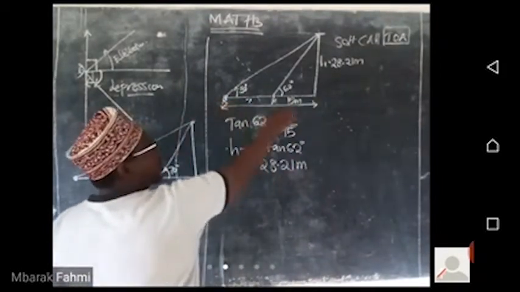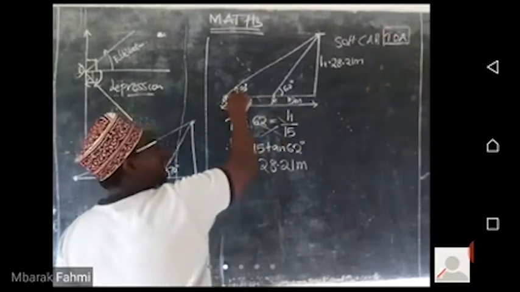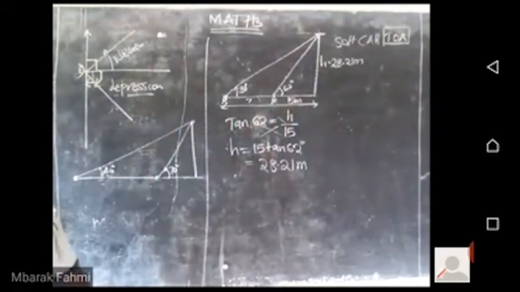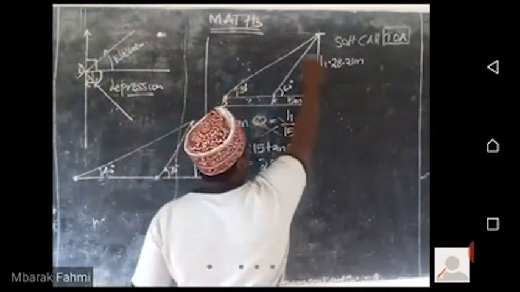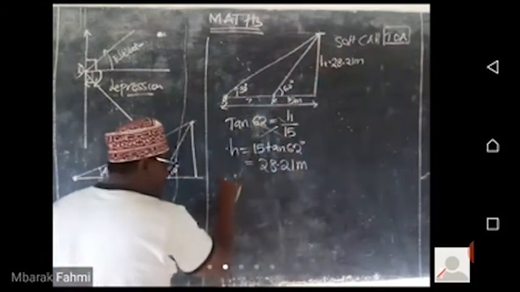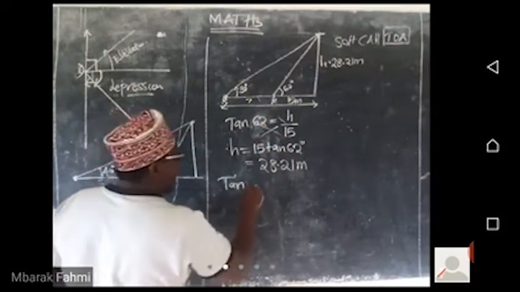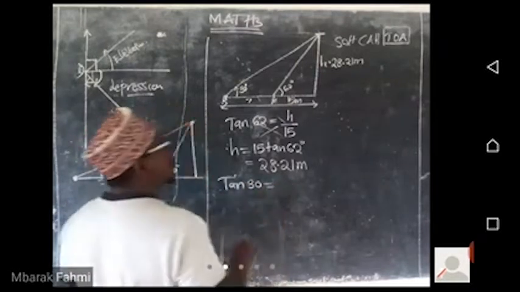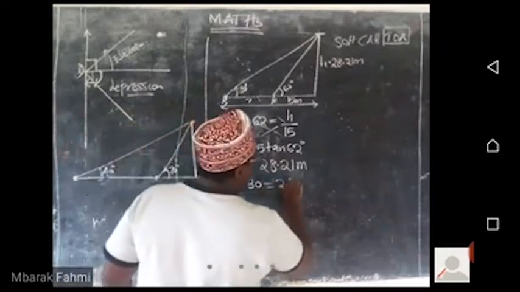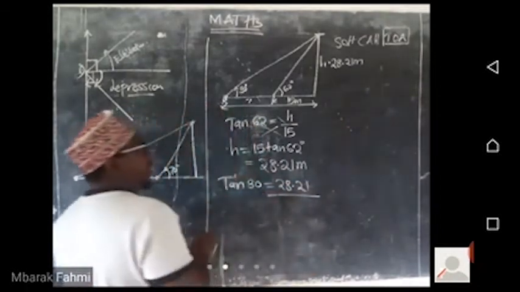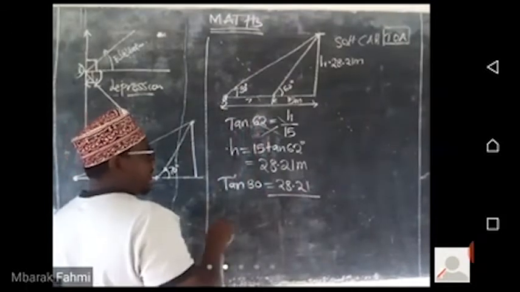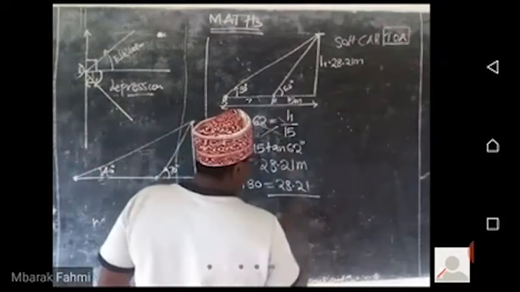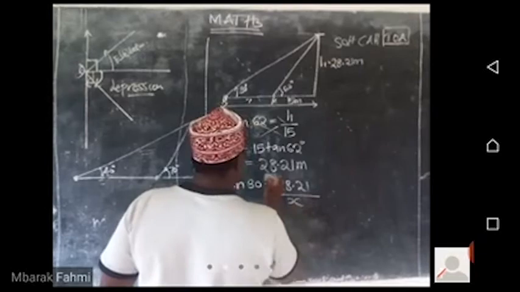If we want this measurement, we can use now this angle and the side to get the other side. Still this one it is involving opposite and adjacent. So it is tan 30 degrees equals opposite, which is 28.21, over adjacent. And adjacent there is going to be, we don't know, so we can call it x.